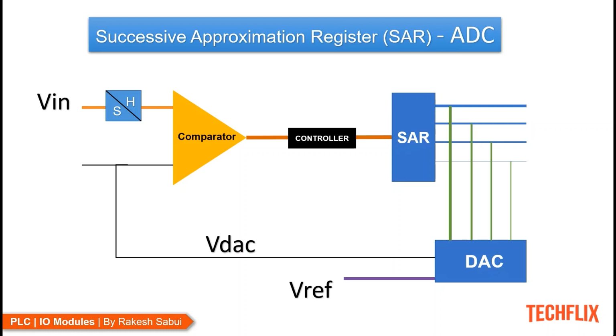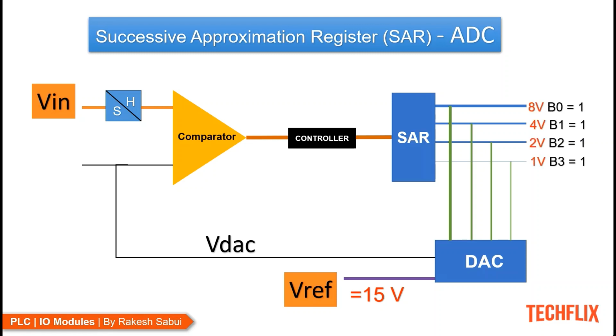Now ADCs are of many types. We are discussing the Successive Approximation Register, or SAR. SAR, as the name suggests, does a successive comparison between the input signal and a reference signal to generate binary data. Let's consider the reference voltage as 15 volts. So for 15 volts as reference voltage, all bits will be high when the input voltage is 15 volts.